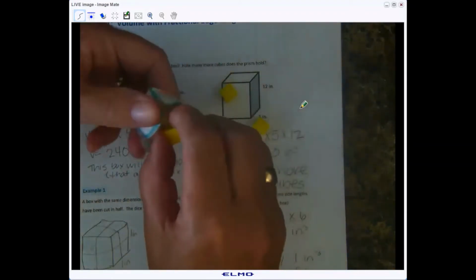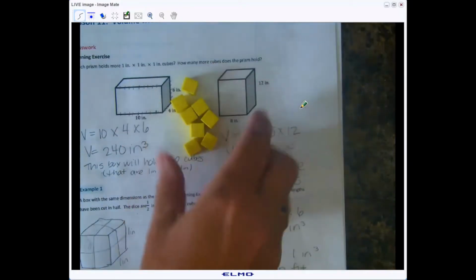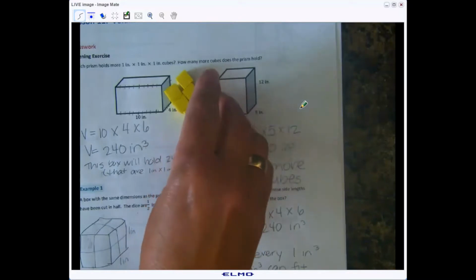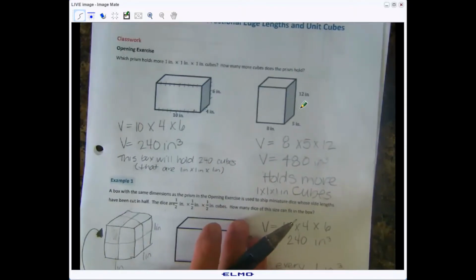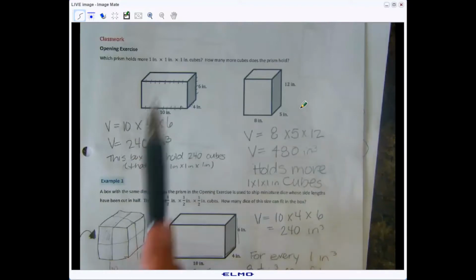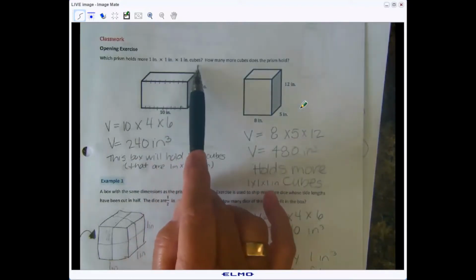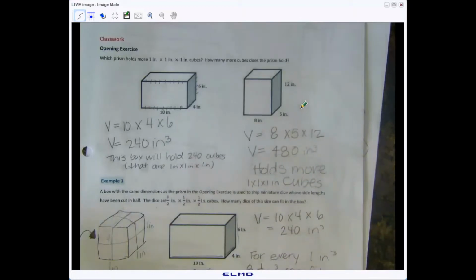So that's the concept, and I wanted to be real clear that you understand we are counting cubes when we are calculating volume. Sometimes you're just taught the formula and you multiply and you really don't know what you're doing. So this opening exercise is asking us to answer how many 1 inch by 1 inch by 1 inch cubes will fit in each of these prisms, each of these boxes. Let's just call them boxes.